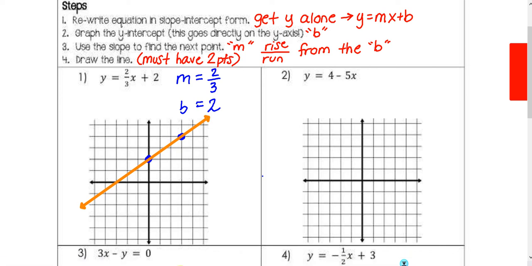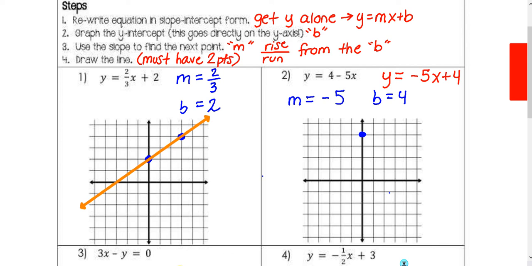So for number 2, going through those steps again. Is it in slope-intercept form? Not quite, because remember mx needs to come first. So y equals negative 5x plus 4. My slope and my y-intercept. My slope is negative 5. My y-intercept is 4. Starting with our b, we're going to graph up to 4. 1, 2, 3, 4.